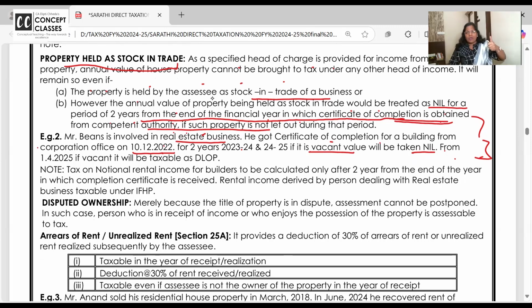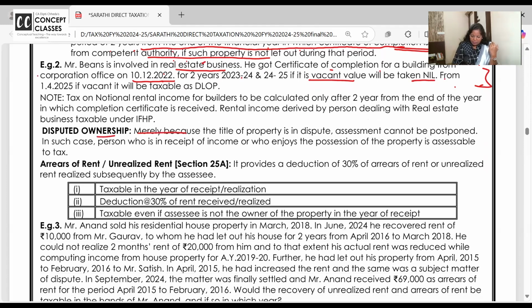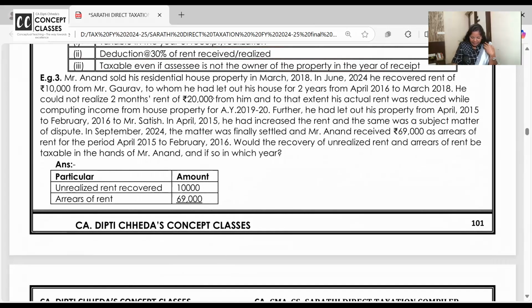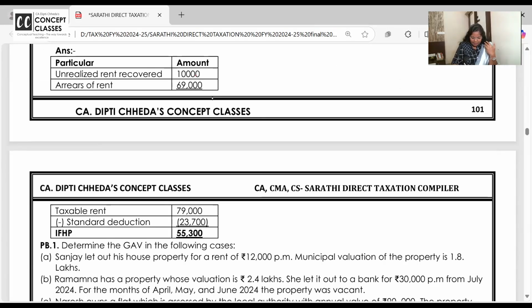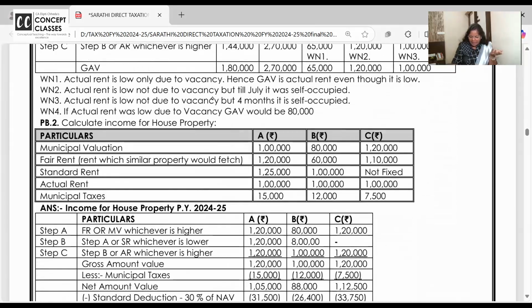Is this part clear to all of you? December 22, property is ready. March 23, wait, and from there 2 years. Wait. Still not occupied. Vacant property will be treated as deemed let out. Disputed property: whoever is receiving the income will pay the tax. Arrears of rent I have already taught you, and I have given one example for that. And then from here till the end, everything is over for income from house property.